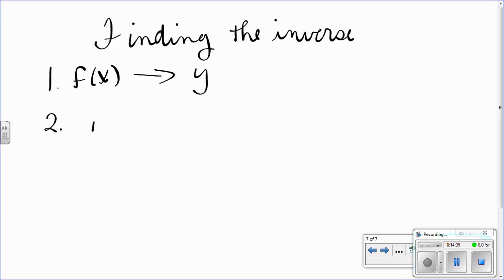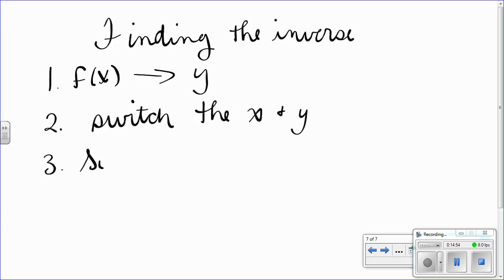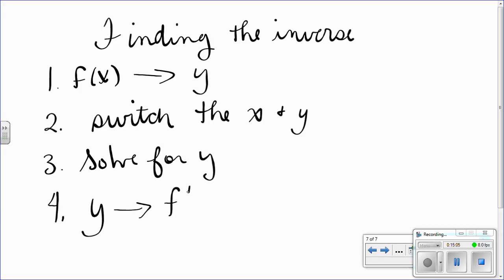Alright, and then switch the x and the y. Solve for y. And then switch y with the inverse of f of x.